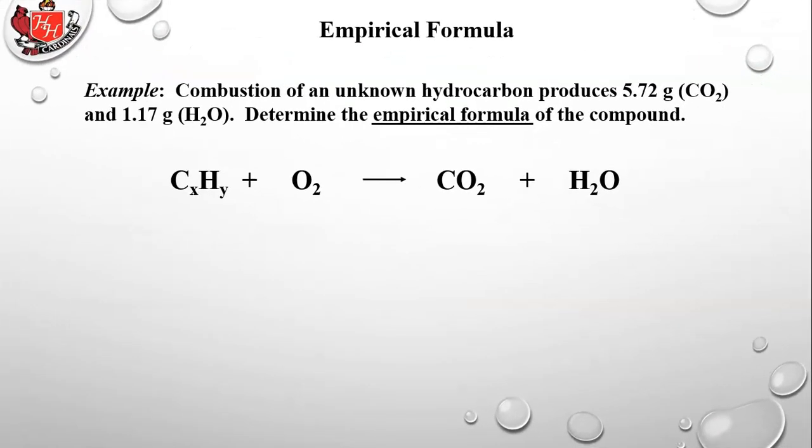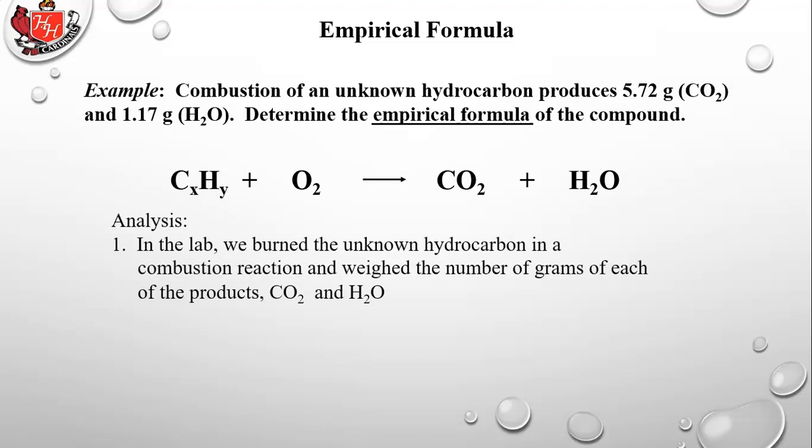So here's our example. Combustion of an unknown hydrocarbon produces 5.72 grams of CO2 and 1.17 grams of H2O. Determine the empirical formula of the compound. So a couple things to notice. What we're getting is the product of that reaction, the carbon dioxide and the water over on the right side of the equation. And we're getting it in grams. That's something that we can measure in the laboratory and put on a scale and measure. So that's what we have to start with, and we've got to work backwards to figure out what the formula is for that CXHY, at least the empirical formula at this point.